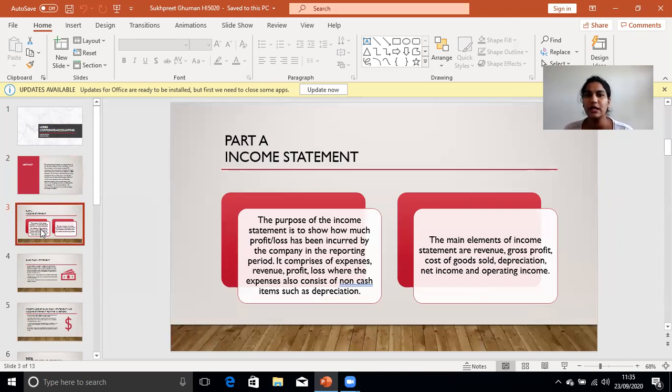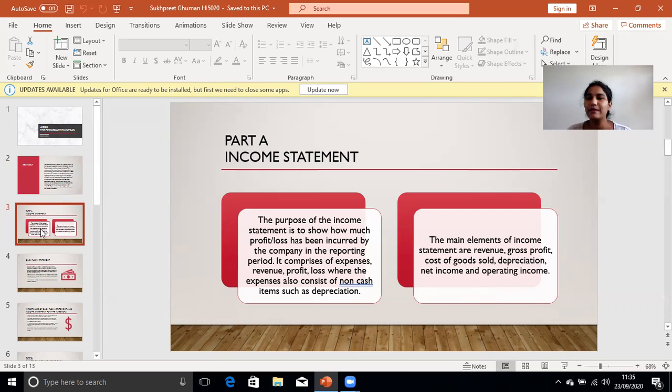My other slide will show about the income statement. The purpose of the income statement. What is the purpose? The purpose of the income statement is to show how much profit or loss has been received by the company in the reporting period, and it comprises the profit, loss, expenses, and revenue, where the expenses also involve non-cash items such as depreciation.